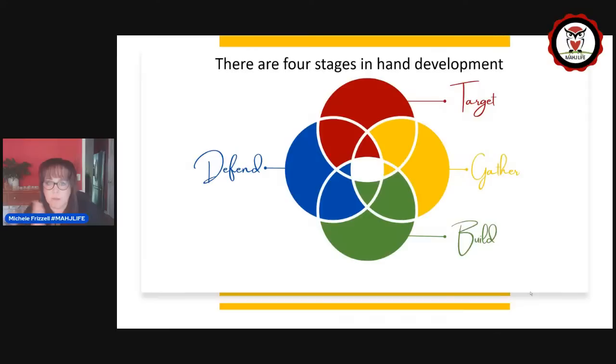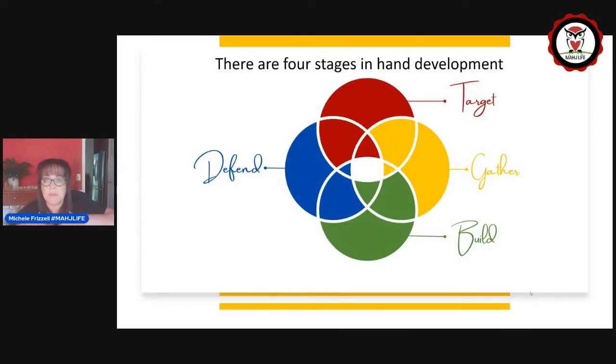Just think, okay, I'm targeting the strength of my hand. And we'll talk about what the strength of the hand is in a few minutes. So you're in target mode. You're in the target stage. Once you've targeted the strength of the hand, you're going to gather tiles that can be used to support the strength of the hand. And you're going to play a category that uses most of your tiles. So that's the gather stage. And during that gather stage is when you're also filling any gaps, if you have any.